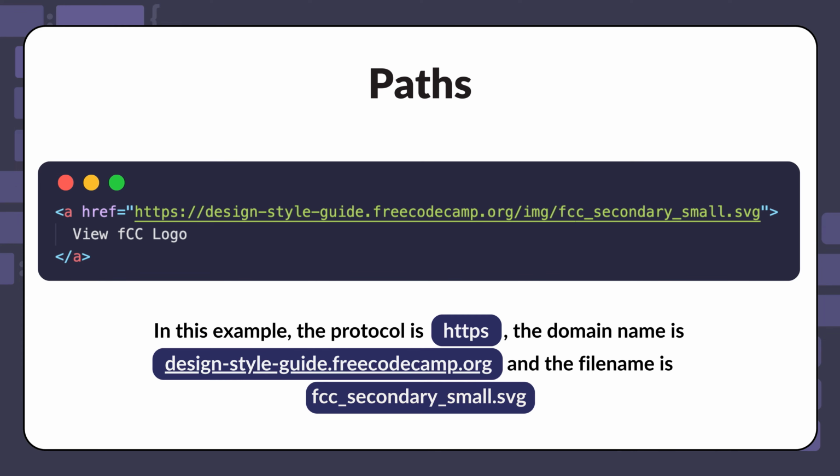Here is an example of an absolute path that links to the FreeCodeCamp logo. In this example, the protocol is HTTPS. The domain name is designstyleguide.freecodecamp.org, and the file name is fcc_secondary_small.svg. Now, what if the resource you want to link to using an absolute path is on your local machine?